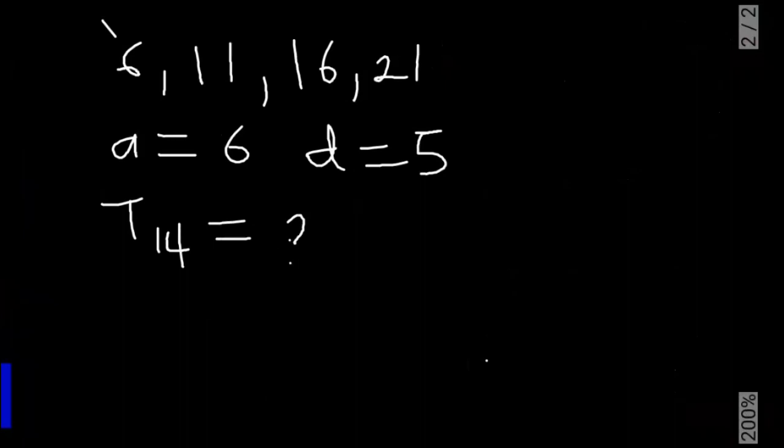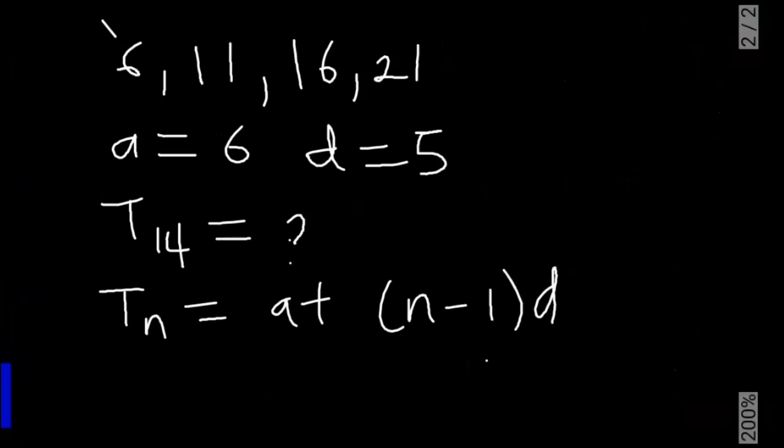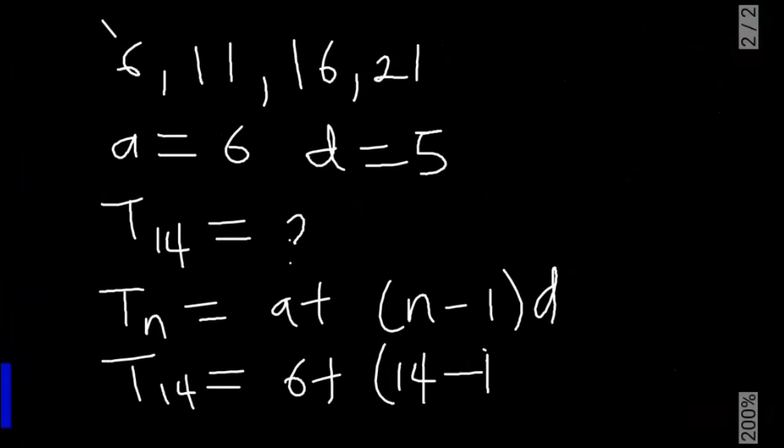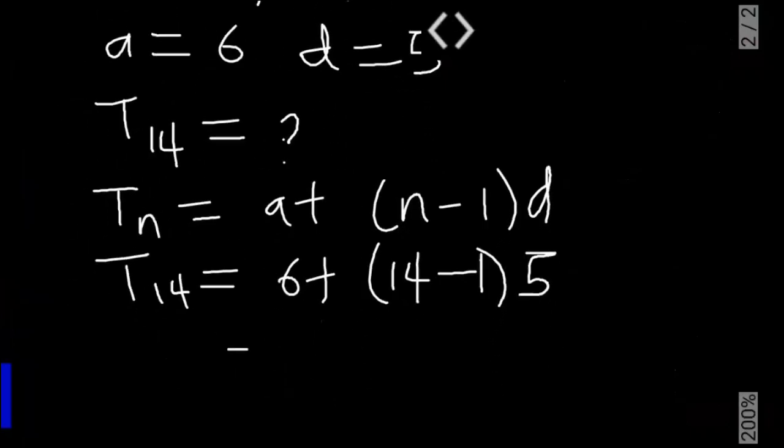Okay, using our formula Tn equals a plus n minus 1 d, we have T14 is equal to our first term, 6, plus the n here is 14 minus 1, and our common difference is 5. So we have 6 plus 13 multiplied by 5.